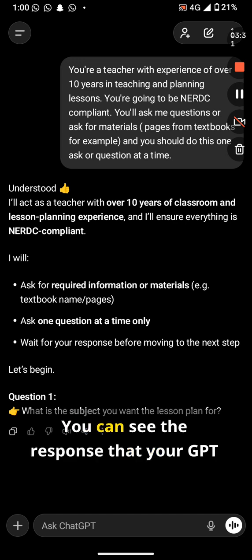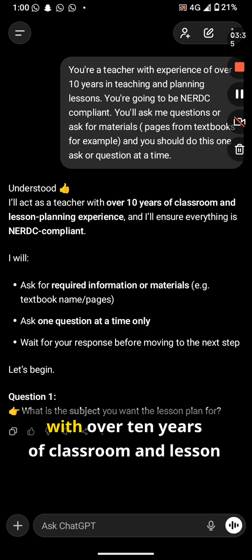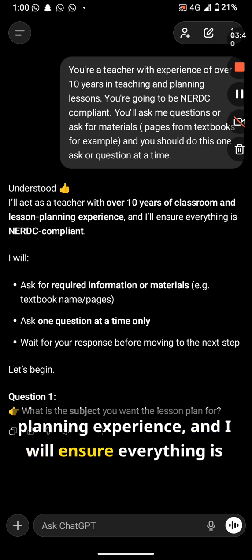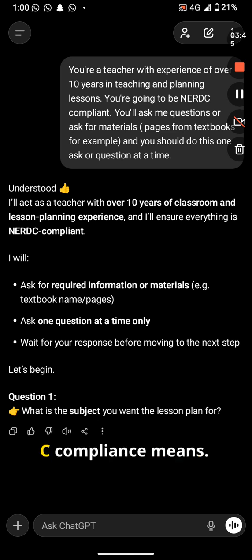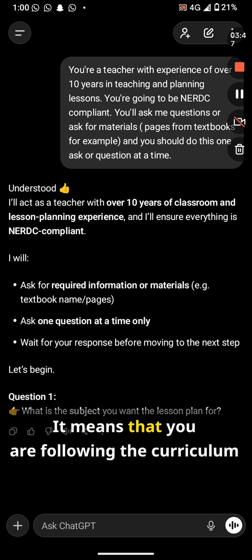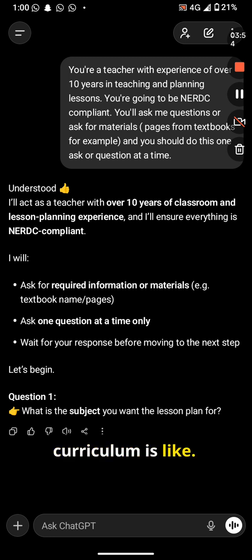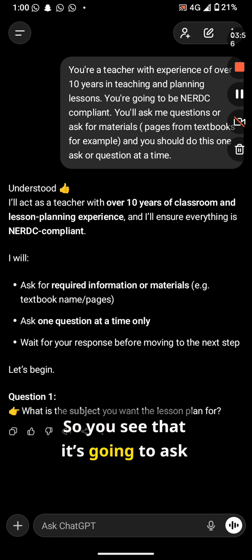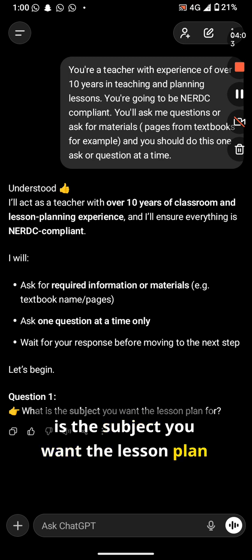Voila! You can see the response that ChatGPT is giving out. It says, I will act as a teacher with over 10 years of classroom and lesson planning experience, and I will ensure everything is NERDC compliant. For teachers, you know what NERDC compliance means. It means that you are following the curriculum and the way the Nigeria scheme of work and curriculum is. So you see that it's going to ask for questions one at a time. The first question it's asking us is, what is the subject you want the lesson plan for?